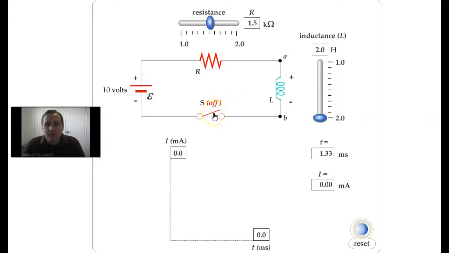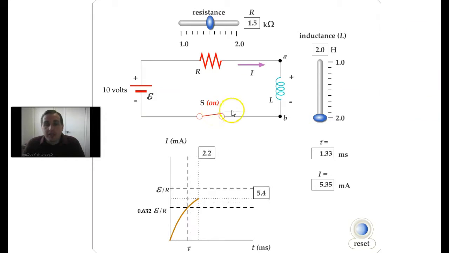So let's go ahead and see what happens when we do that. So notice, indeed, it's taking a long time to build up to that current value that we were seeking of 6.667 milliamperes. Because again, it's 10 volts divided by 1,500 ohms. Notice the inductance is 2.0 henries. How do we get 1.33 milliseconds? Well, we take the inductance L, we divide by the resistance R, and we get the time constant. And notice that because this is in henries and this is in kiloohms, the time is in milliseconds.